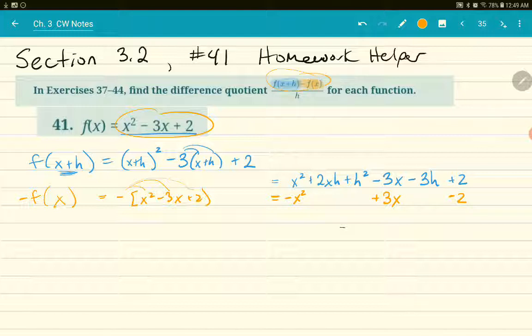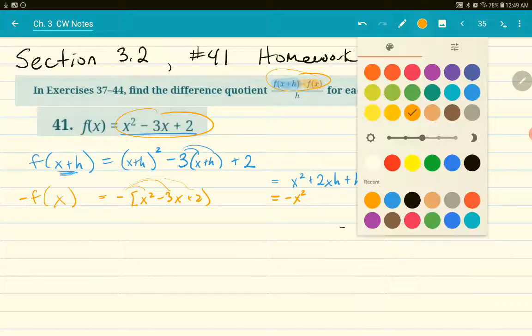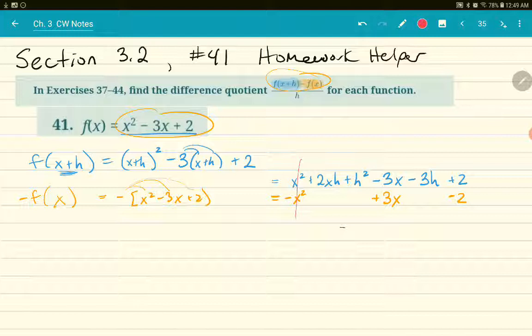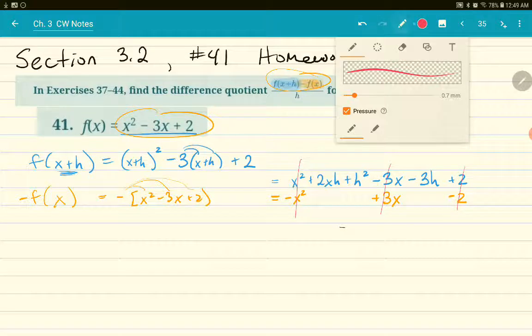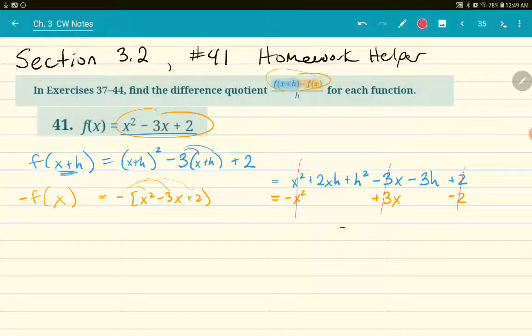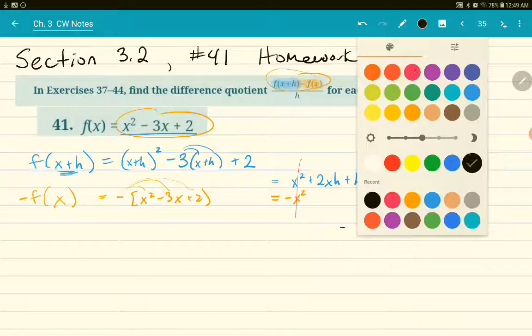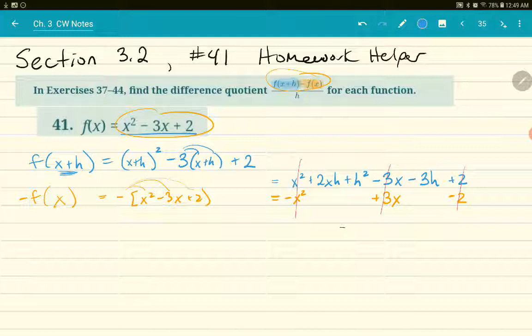So now when I go to put this into my fraction, I combine those two pieces in my numerator, and these will cancel, and these will cancel, and these will cancel. So for my numerator, I guess I'll just keep my colors here. So for f of x plus h, really all I have to write is this part, but I want to add this extra step just to show what I was doing there.